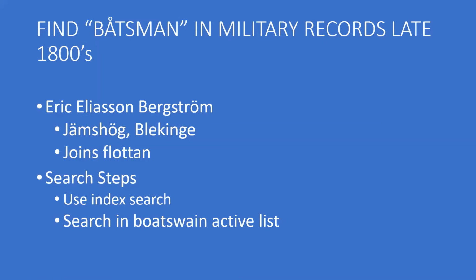Okay, in the latter part of the 1800s, we have some wonderful service records for these boatsmen. And these you can actually search by name. And this is for an Erik Eliasson Bergstrom. And he's again from the parish of Ljumsjö in Bleckingham. He joined the Navy. And what we're going to do is go to index search and look for boatswain active list.